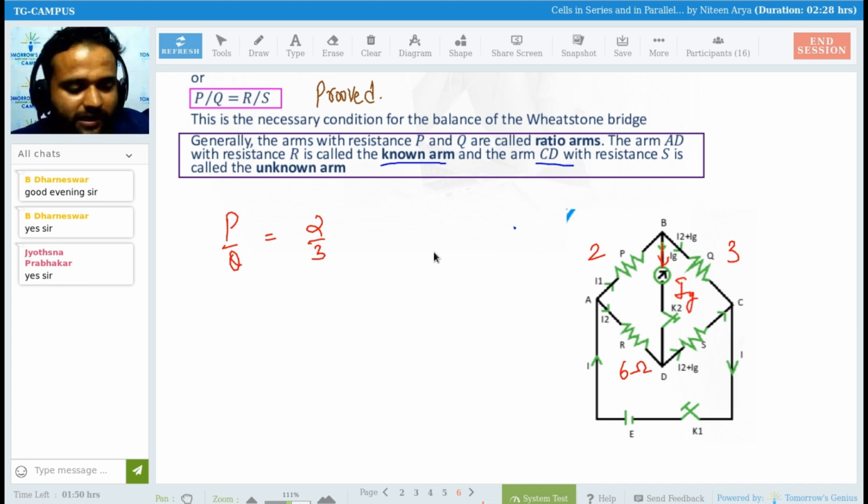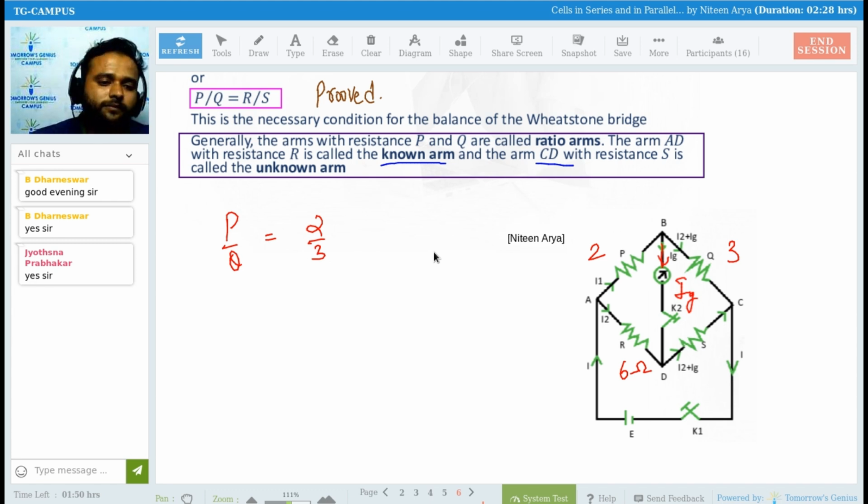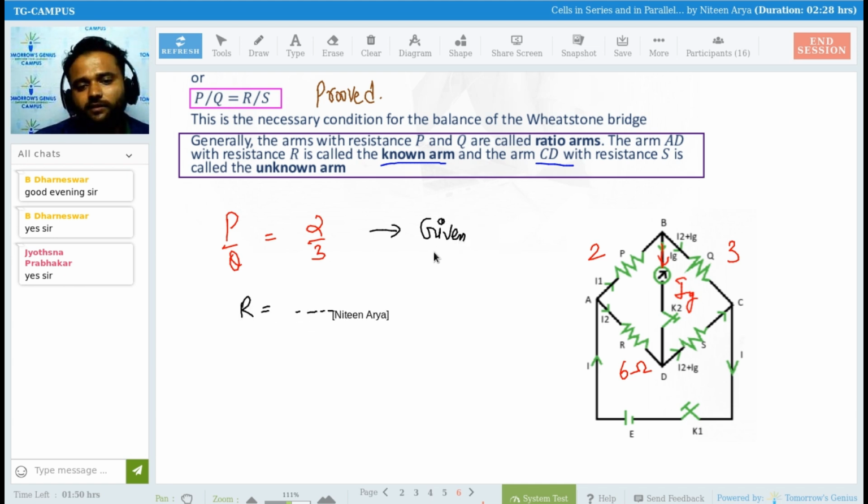Most of the cases, not every time. Is this clear, everyone? This PQ is going to be given. Yeah, this is given. Even this resistance R is something they also give.